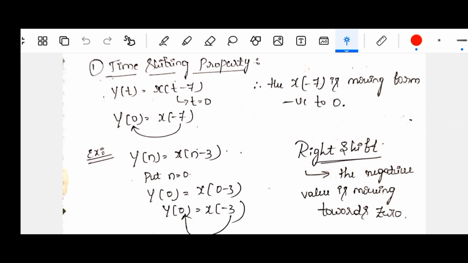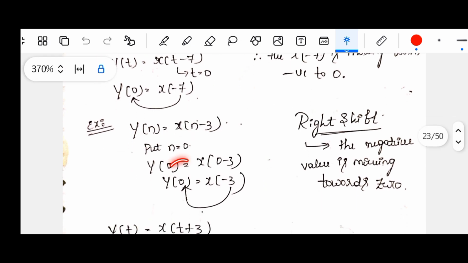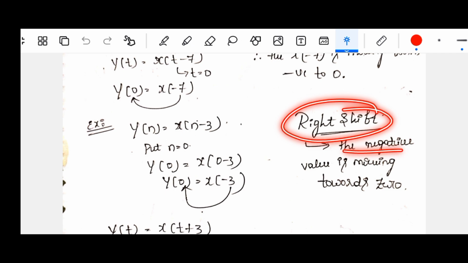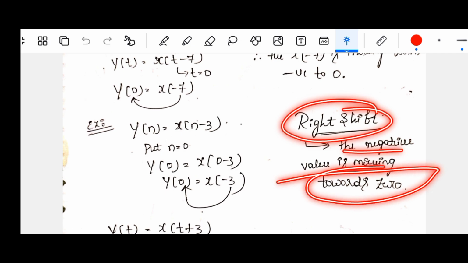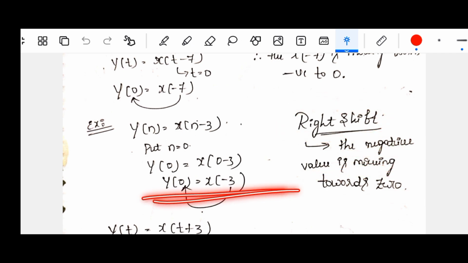See this, I will give an example. y of n is equal to x of n minus 3. Put 0 at n. What will you get? y of 0 will be x of minus 3. So the value is moving from minus to 0. Therefore, it is a right shift. The negative value is moving towards 0. Therefore, it is a right shift.